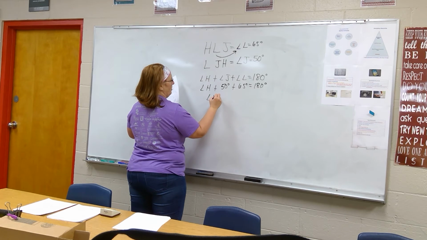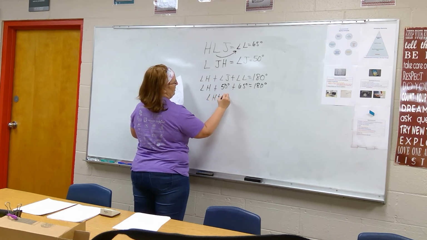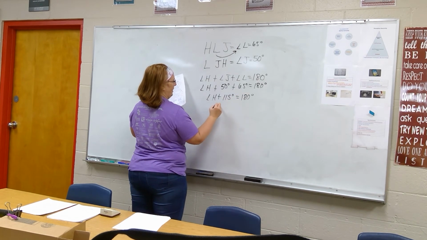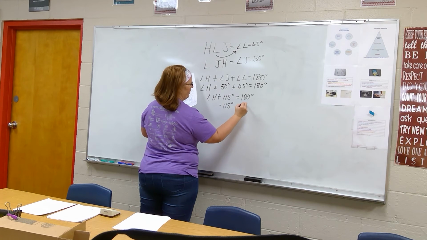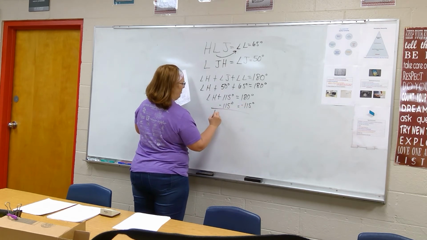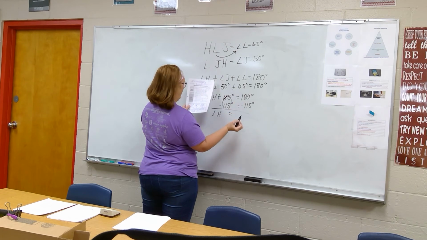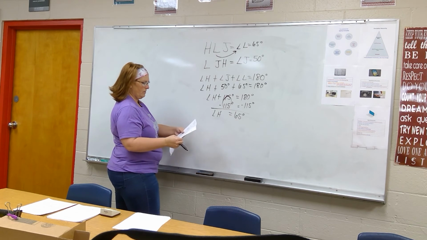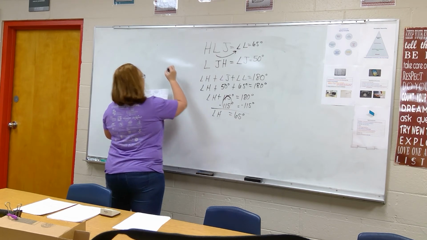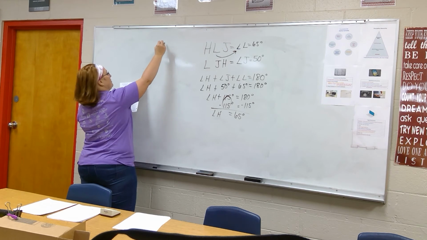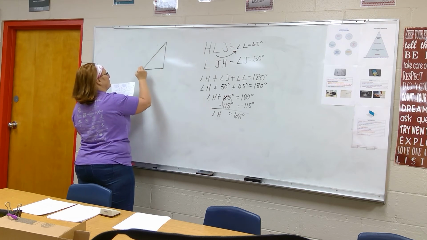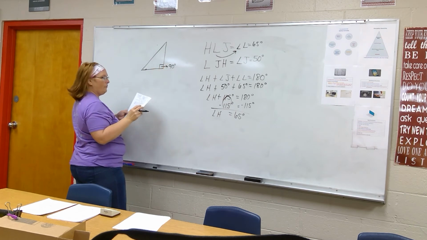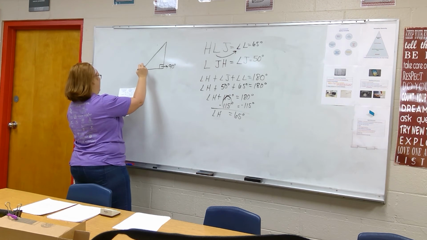Angle H plus 50 plus 65 is 115 degrees, equals 180 degrees. Inverse operation, subtract 115 from both sides. Angle H equals 180 minus 115 is 65 degrees. So angle H equals 65 degrees. If you see something that looks like this, we know that this automatically means 90 degrees. They don't have to write it down, it just says 90 degrees.